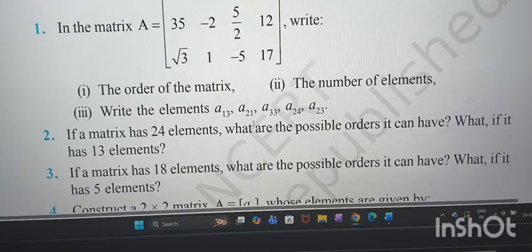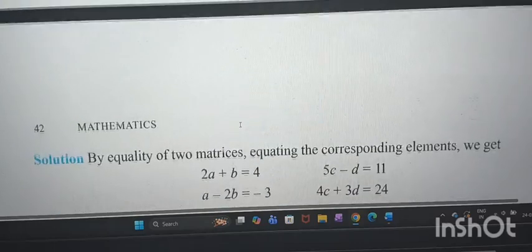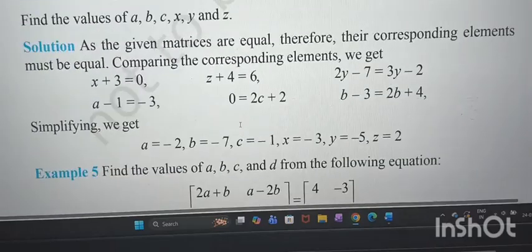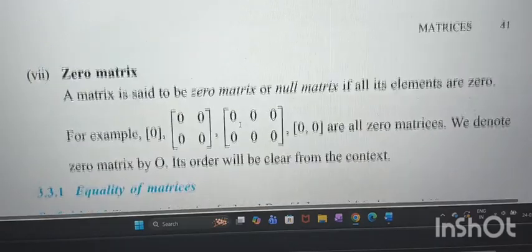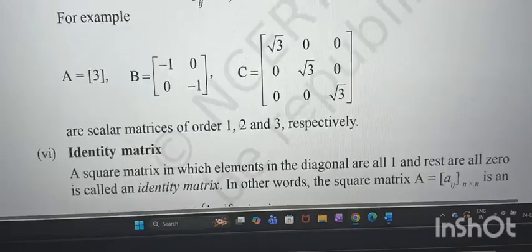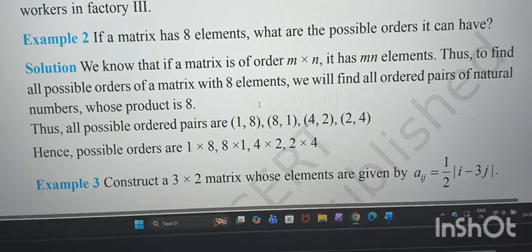Now let's move on to the second question. It says that if a matrix has 24 elements, what are the possible orders it can have, and what if it has 13 elements? We kind of did this question when it was given in the examples. Yeah, this question. They were asking if it has 8 elements, what are the possible orders? So we know m cross n will be the order of the matrix.